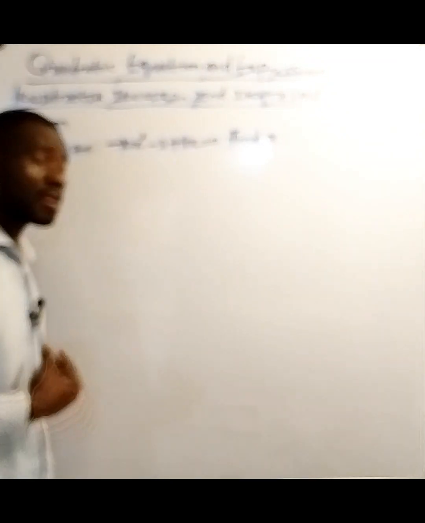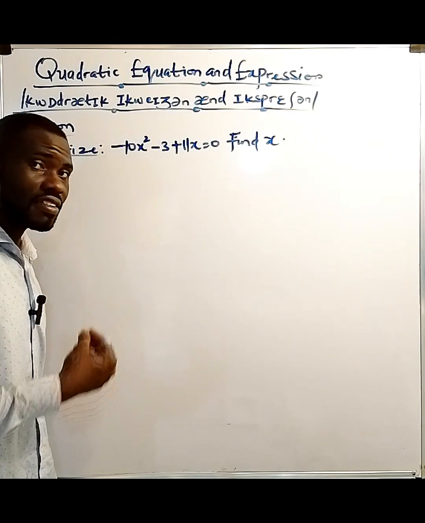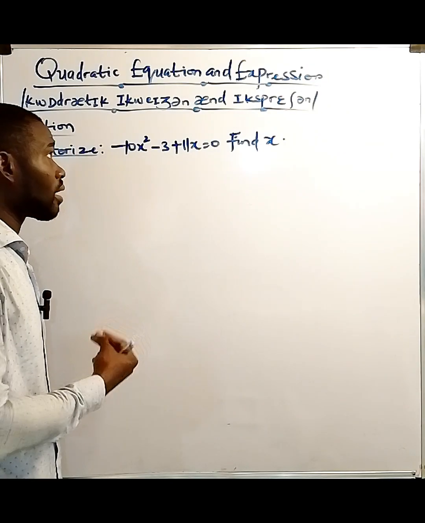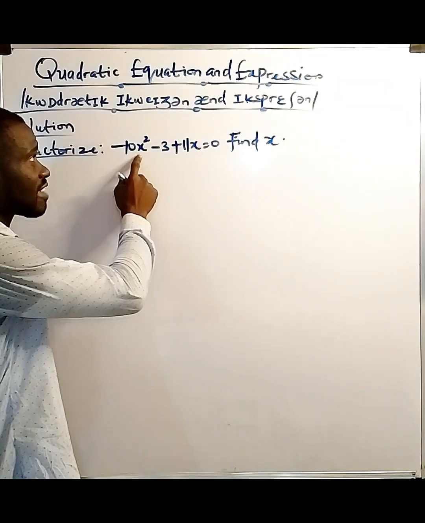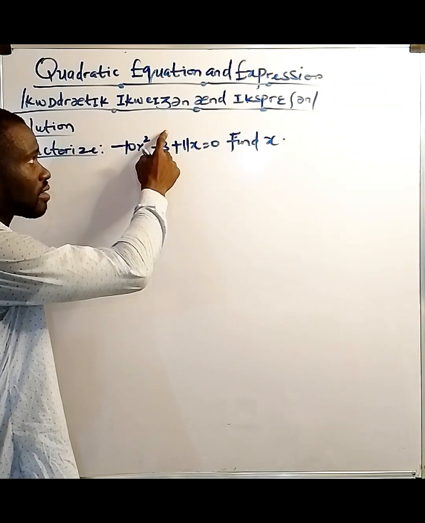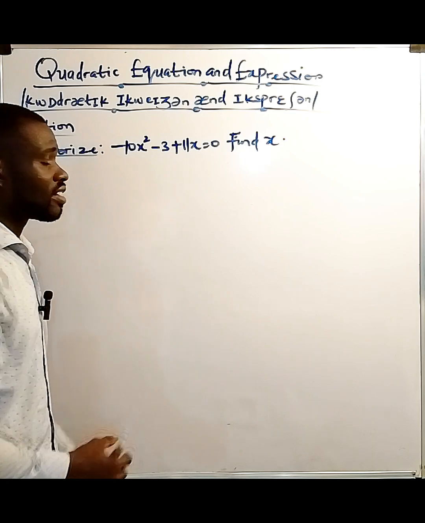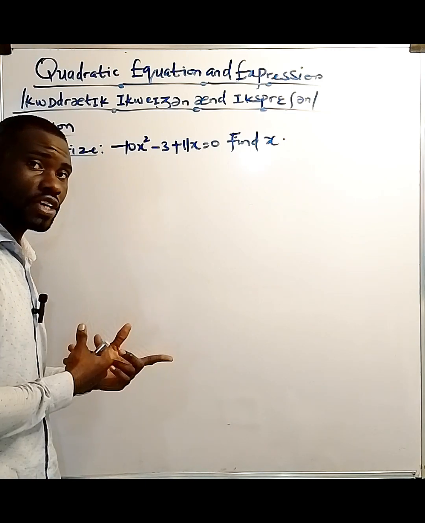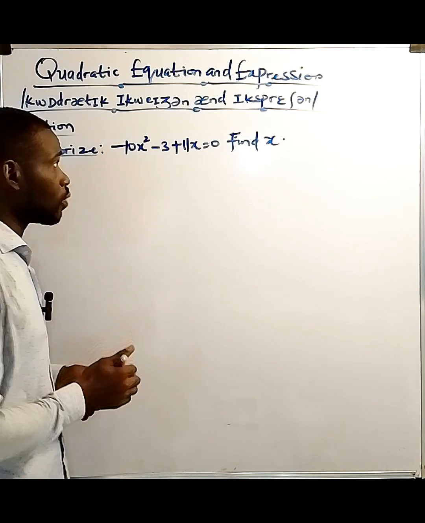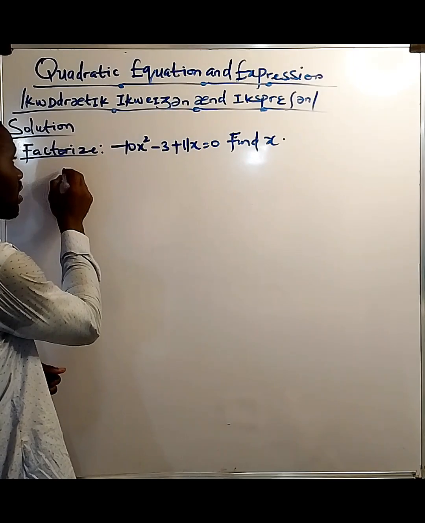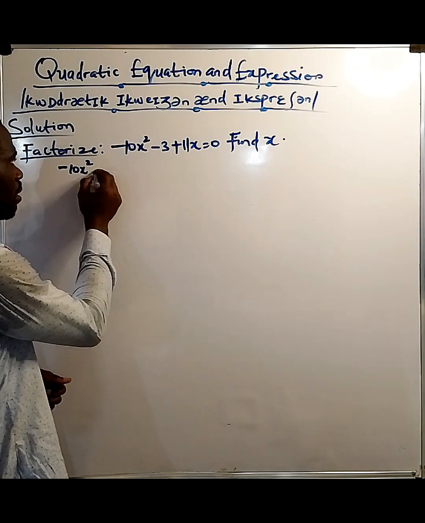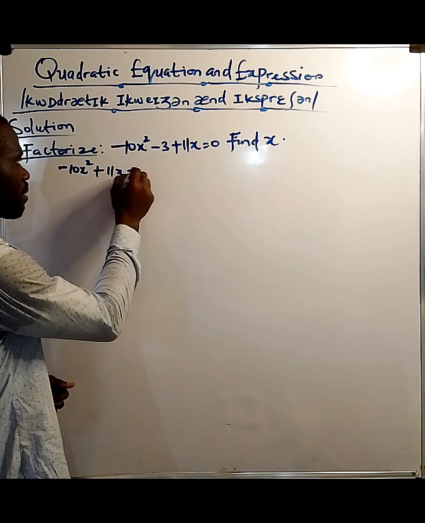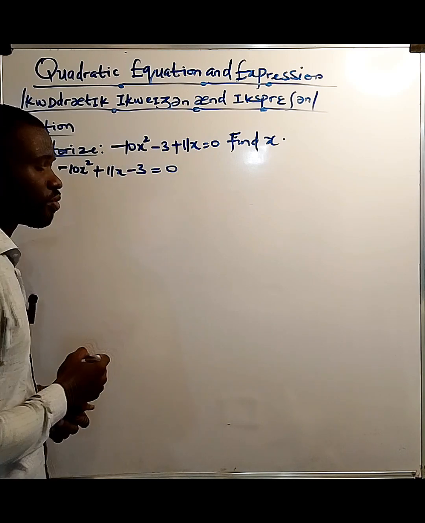Don't forget, if an equation is quadratic, the highest power, or the highest exponent, would be plus 2. So this x is power plus 2, this x is power 1. So the first thing we have to do is to rearrange this very given equation. As you can see, the highest power is plus 2, so that will be minus 10x squared plus 11x minus 3 equals 0.